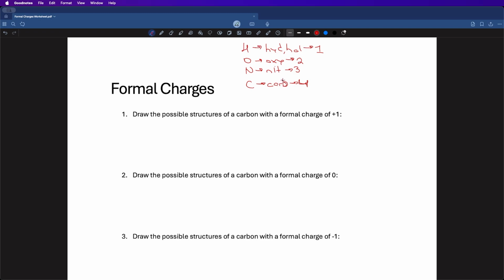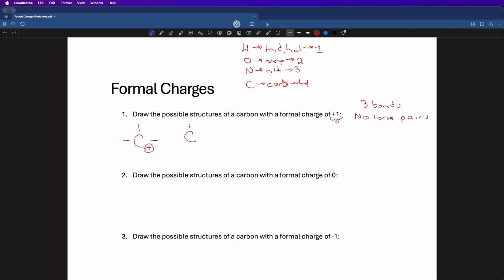Draw the possible structures of a carbon with a formal charge of +1. In the video we talked about carbon with a positive charge is 3 bonds and no lone pairs. And so what this question is asking us is, let's draw all the possible combinations in which carbon has 3 bonds and no lone pairs. The simplest one, and actually the example in the video, was 3 single bonds and no lone pair, giving carbon a formal charge of +1.